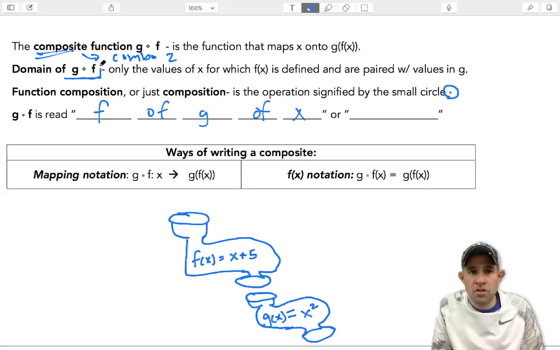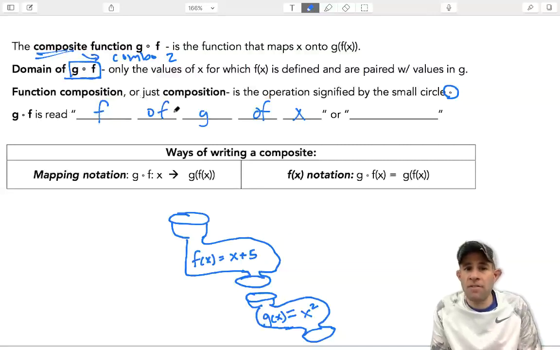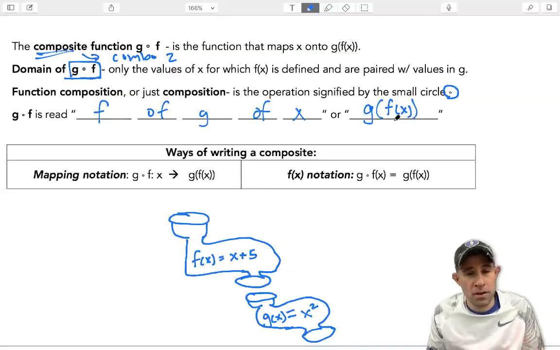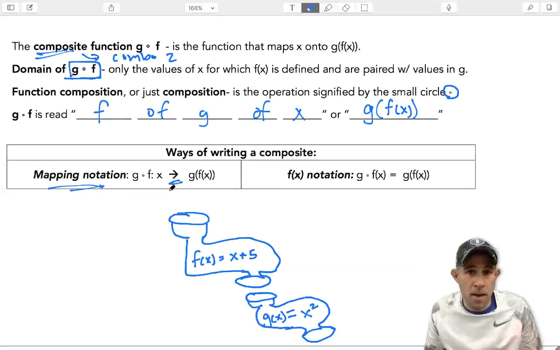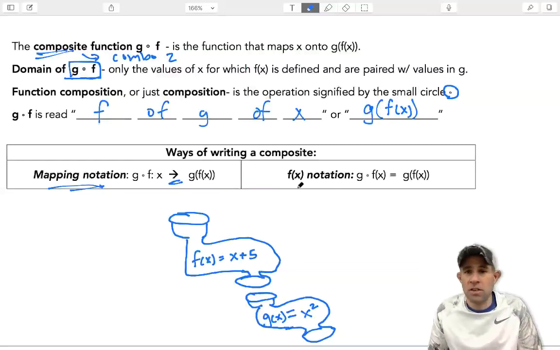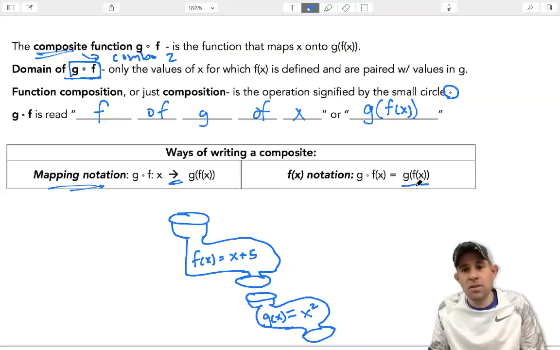So up here when you see this g little circle f, that represents the composition function, and it's read as f of g of x. Another way that you're going to see that is g of f of x with the parentheses. That's known as the function notation. Now there are two ways to write composite functions. You can use mapping notation, so that's g of f colon x and then the arrow. The arrow represents that mapping notation. And the function notation, or the f of x notation, simply goes g of f of x.